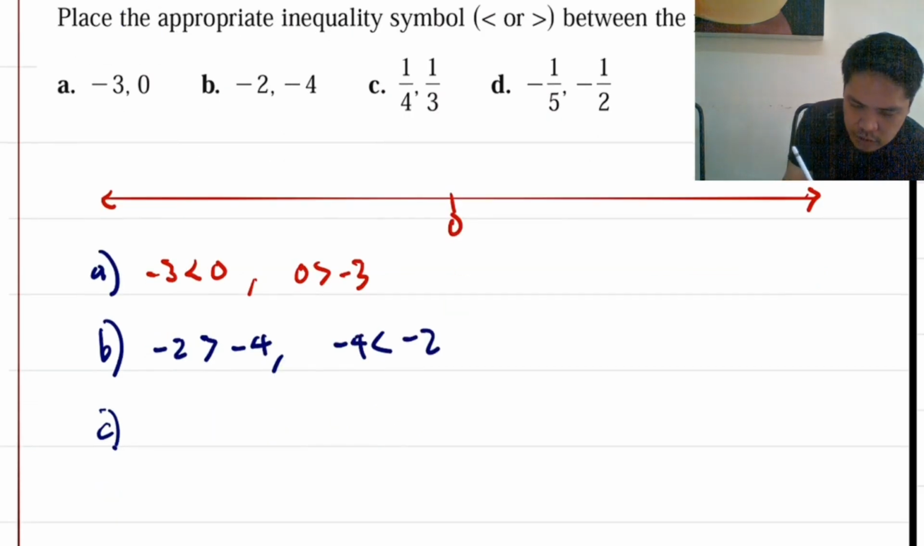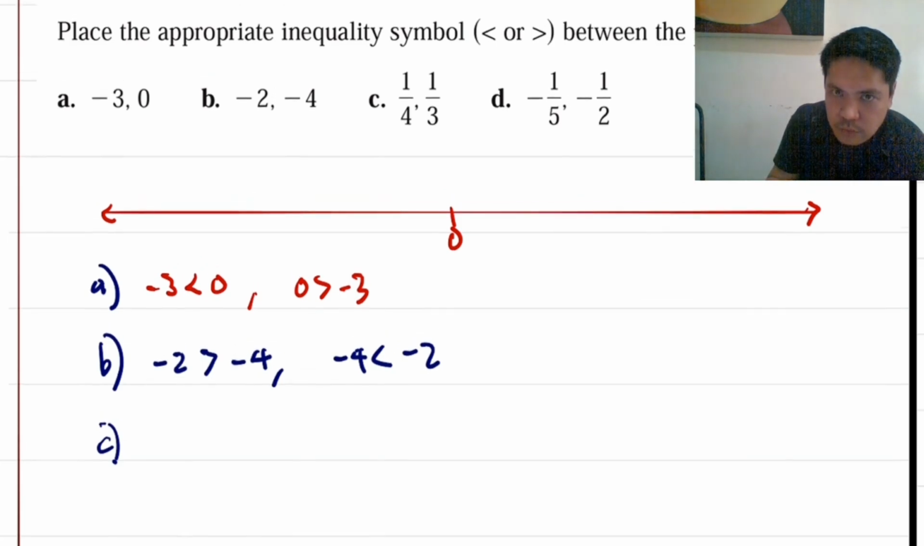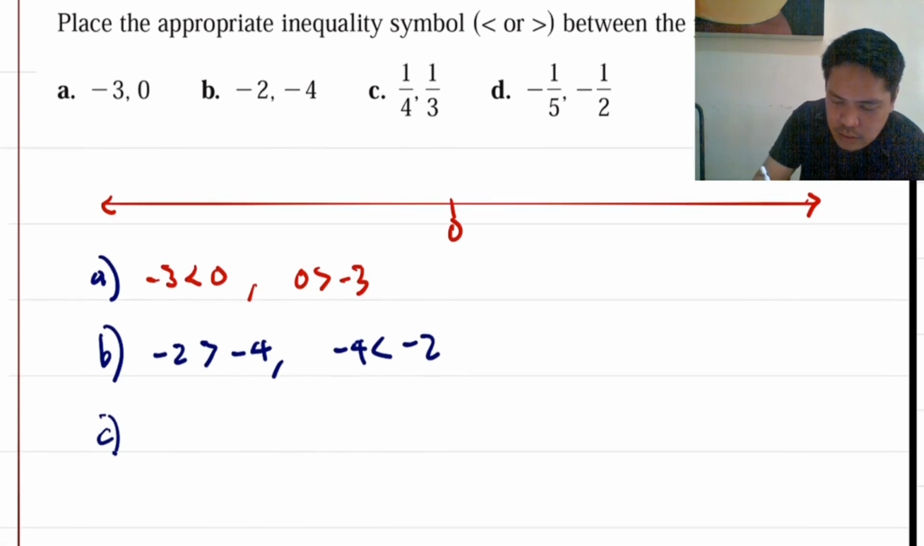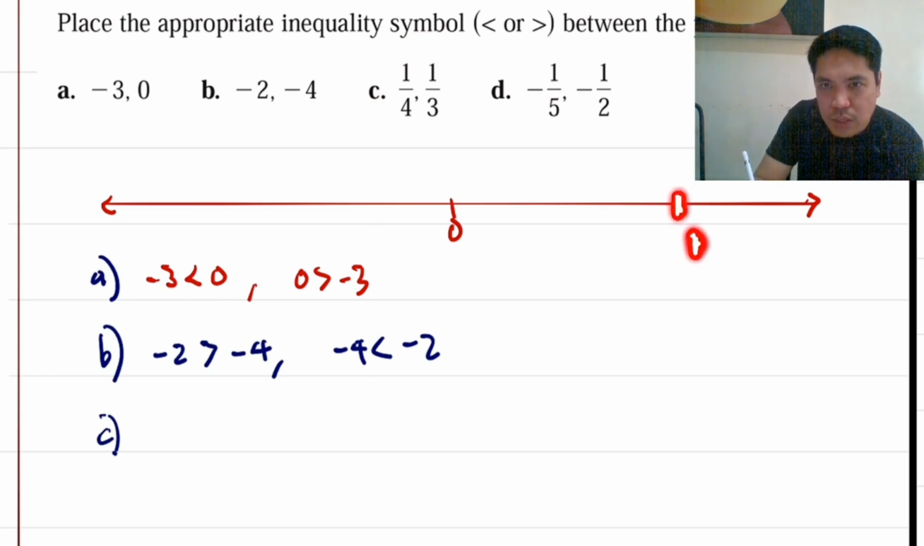So, letter C. How about this? Medyo tricky kasi fraction. 1/4 and 1/3. Okay, so let's say this is 1 unit. So this is 1. 1/4 meaning kaning 1 unit atong gi-divide into 4. So i-divide into 2, ang 2 i-divide na pod. So ang 1/4 is this distance. So therefore this is 1/4.